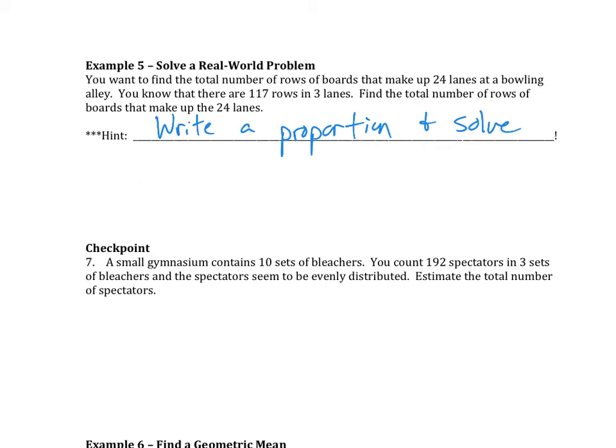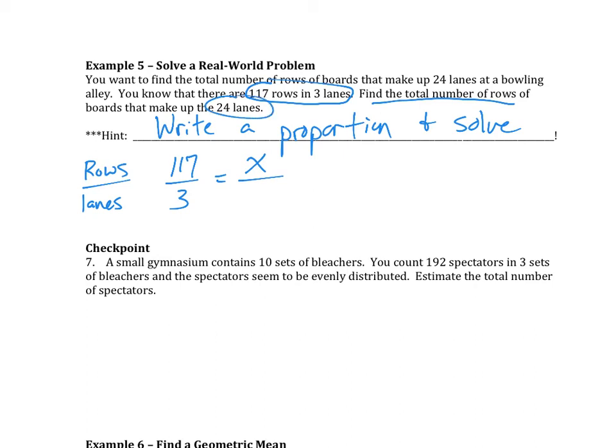So we just got to think, what is our fraction going to look like? Let's do rows on top, and we'll do lanes in the bottom. So rows of boards and lanes in the bottom. So they tell us 117 rows is 3 lanes. So 117 over 3. We want to find the number of rows. So the part that we don't know is the rows, so I'm going to put an x on top. Find the rows that make up 24 lanes. So x over 24. So we're writing 2 fractions that we can now cross multiply and solve.